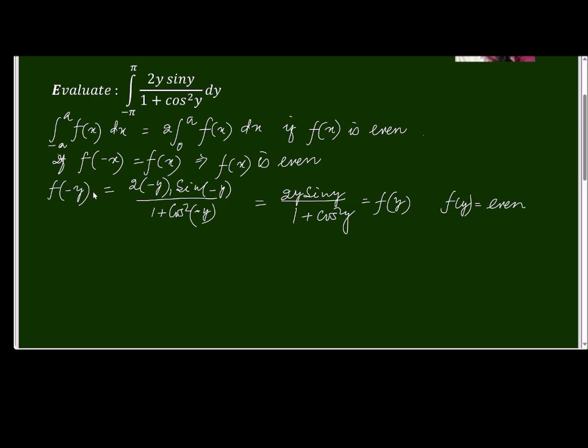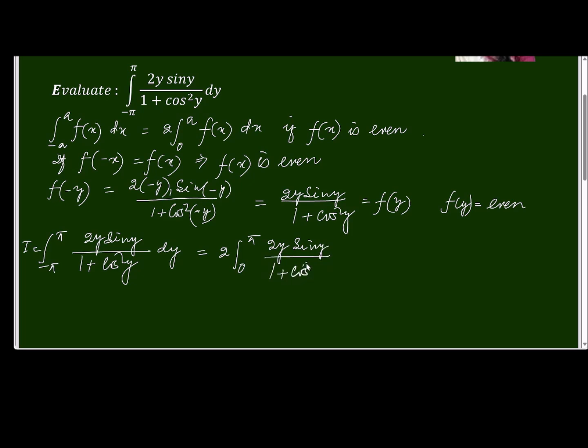Now, applying the property, we'll write that the integral from negative pi to pi of 2y sine y over 1 plus cos square y dy equals 2 times the integral from 0 to pi of 2y sine y over 1 plus cos square y dy, since f of y is an even function.